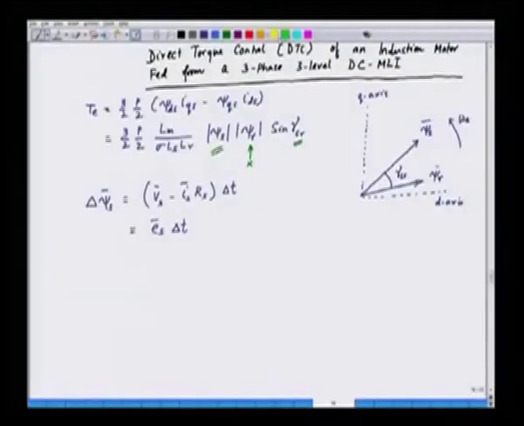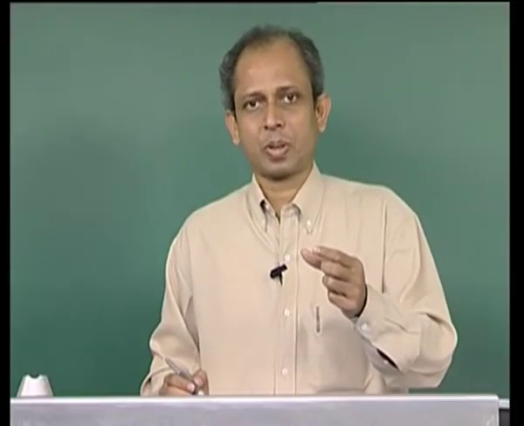And if we ignore the resistance drop, the induced EMF is approximately the same as the applied voltage. So, if we ignore the resistance drop in this case, we can assume that this is 0. If we do that, what we obtain here is approximately equal to Vs into delta t. So, it is basically a vector equation.